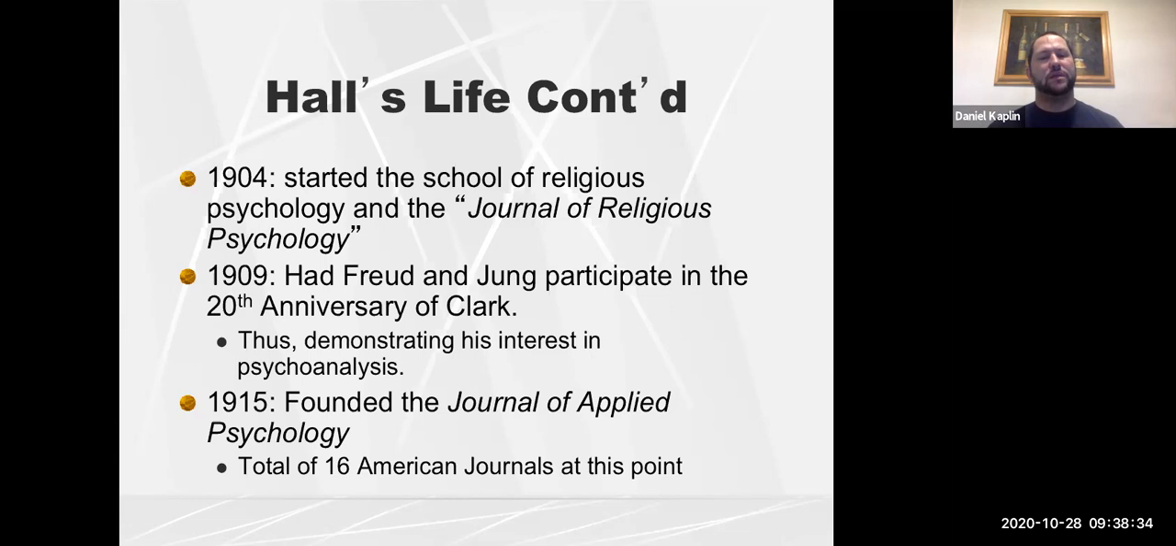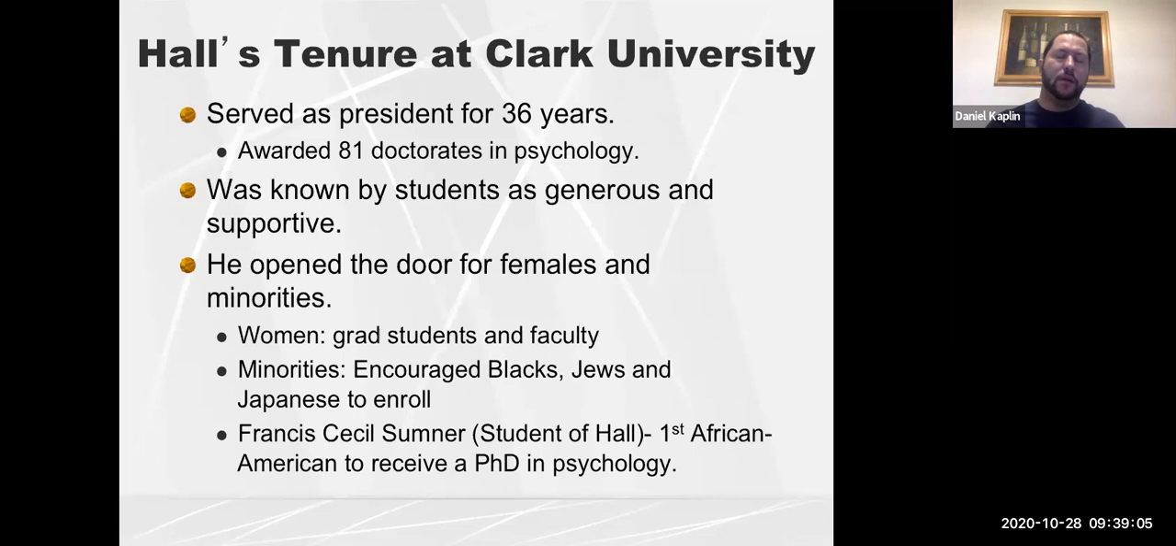So in 1915, he founds a Journal of Applied Psychology. This is good for us because now you have a journal where you can publish things about the application of psychology to education, law, workforce, and so forth. Before that, you might not have had that, right? And in 1915, we have a total of 16 American journals. Now, that too has blossomed and grown a lot, right? One of the things that we see is that there are thousands of journals related to psychology. If you go to EBSCOhost and you click the number of journals, it's remarkable.